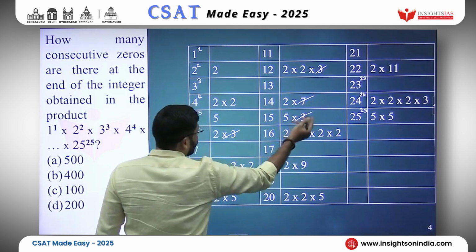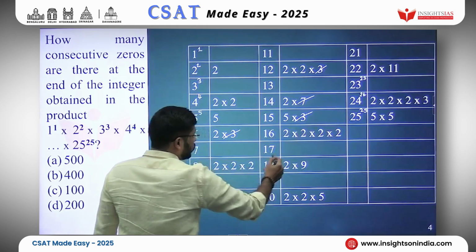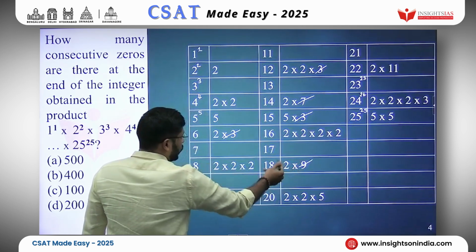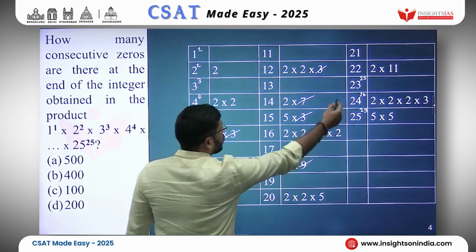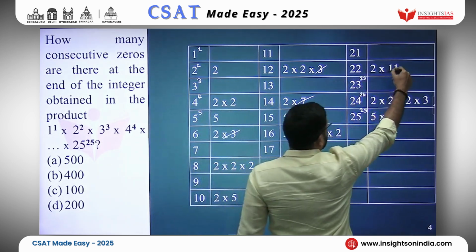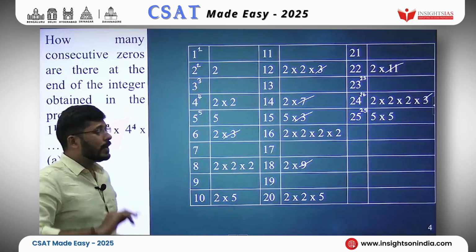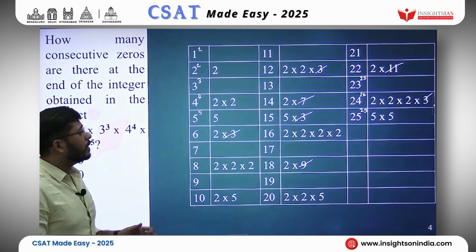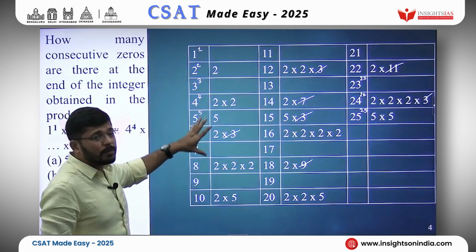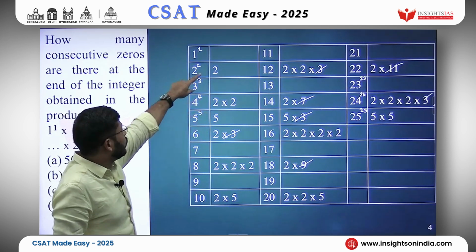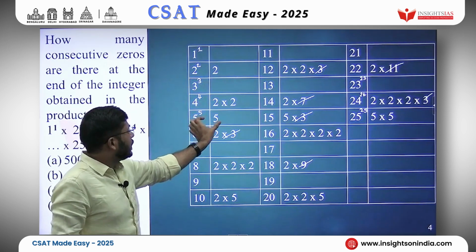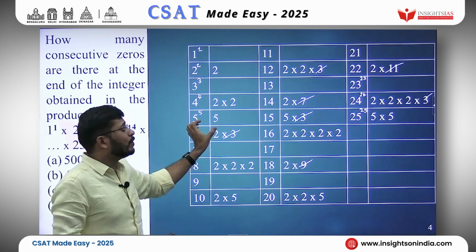In 15 one 5 and a 3. In 16 there are four 2's. In 18 there are 2 and 9. In 20, 2 into 2 into 5. In 22, 2 into 11. In 24, 2 into 2 into 2 into 3. In 25, 5 into 5. By looking at this, we can observe one thing, right? Many numbers have 2's, and the numbers which have 5 as a factor are very few.